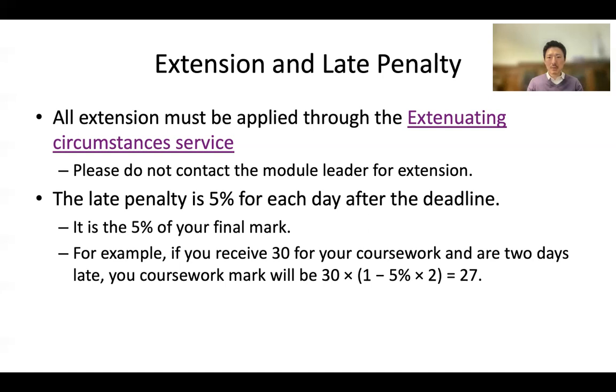Okay, and in this case, if you're 2 days late, you are not taking away 10% or 10 out of 30. What you really do is you have 30 times 1 minus 5% times 2. So that's 5% for each day, and you have 2 days. That means you have a 10% penalty. So that means 30 times 90%, which is what I get here, which gives you 27.